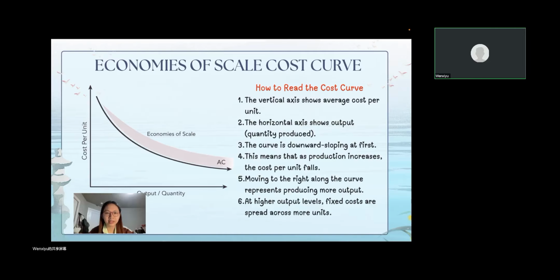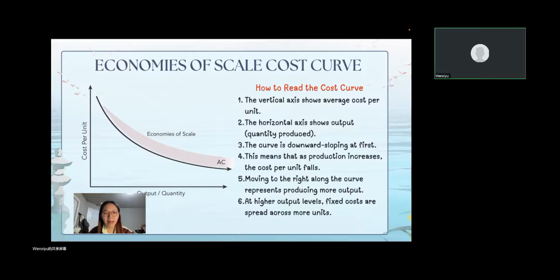Now let's look at the graph. This graph shows how average cost changes as output increases. The horizontal axis represents output, or the quantity produced. The vertical axis represents cost per unit, which is average cost. Notice that the curve slopes downward at first. This downward slope means that when production increases, average cost per unit falls.